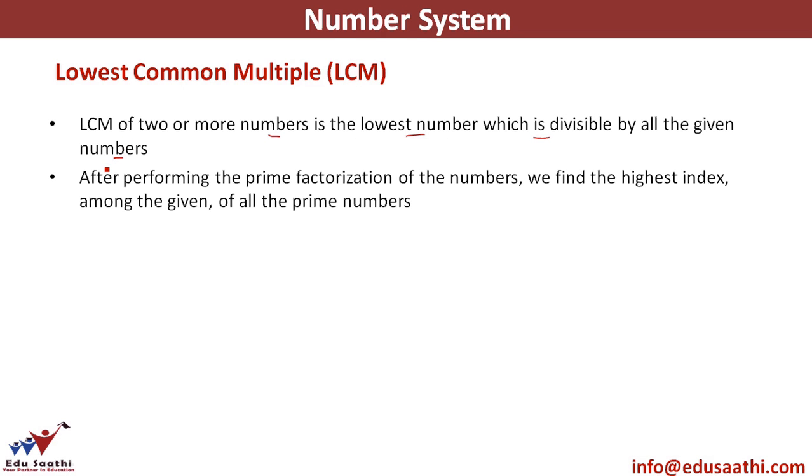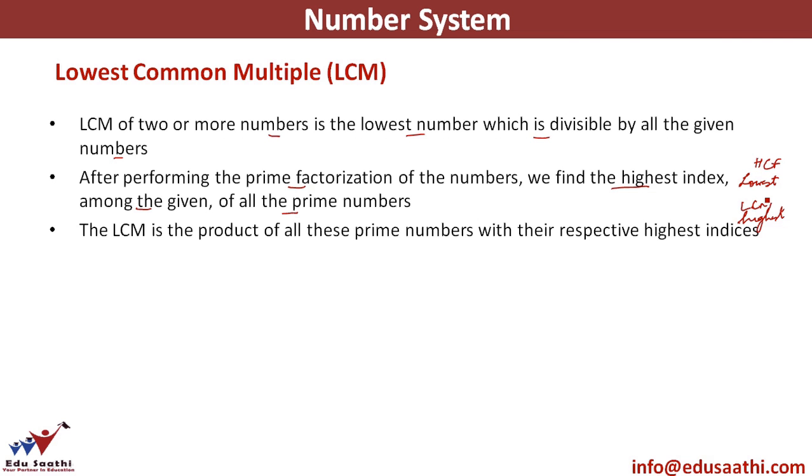After performing the prime factorization of the numbers, we find the highest index among the given numbers for all the prime factors. In case of HCF, we look at the lowest index, and in case of LCM, we look at the highest index that is there for all the prime factors. So the LCM is the product of all of these prime numbers with their respective highest indices, whereas the HCF was the product of these prime numbers with their lowest indices.